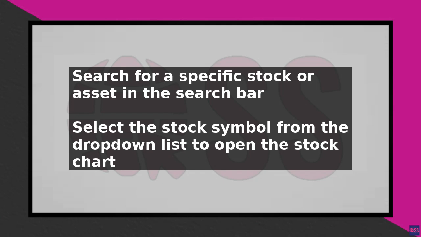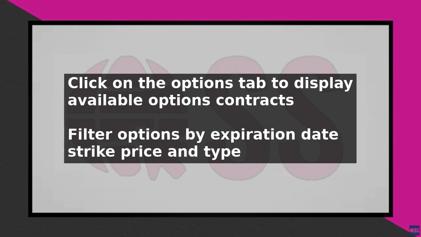trading decisions. In the options chart, you can apply various indicators and tools to analyze the data. TradingView offers a range of indicators, including moving averages, relative strength index, and Bollinger Bands. You can also draw trend lines, support, and resistance levels to identify patterns and trends.